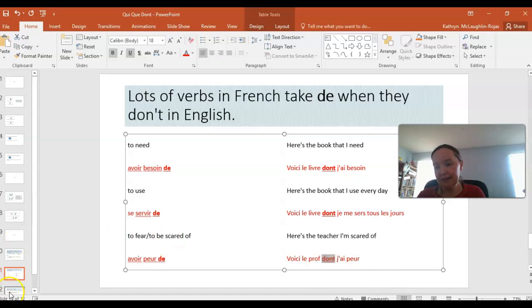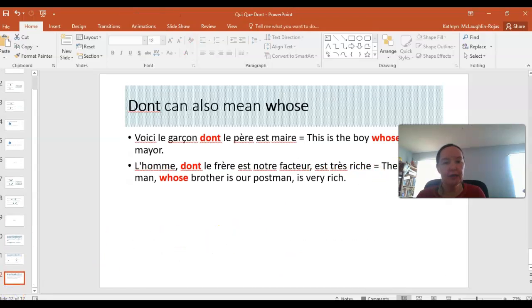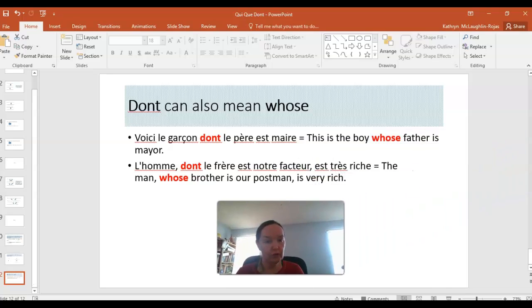All right, and finally, dont can be used to represent whose, which is another relative pronoun. So, voici le garçon dont le père est maire. Okay, here is the boy whose father is mayor. So if you're using whose, this is, I guess, a little easier translation, I think. Or l'homme dont le frère est notre facteur, the man whose brother is our postman or mail carrier, est très riche. Okay, so dont in that case also means whose.